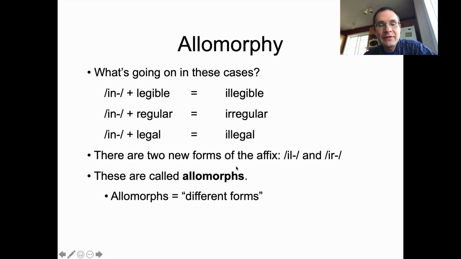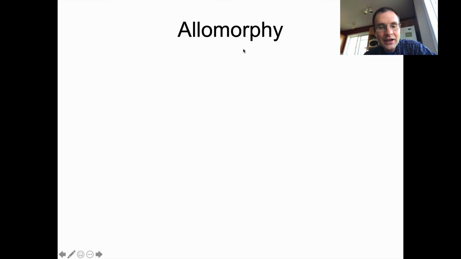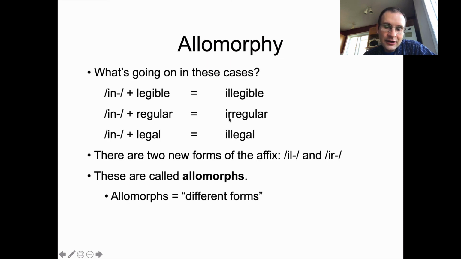So first of all, these two new forms are called allomorphs, which basically means different forms. This again is derived from ancient Greek, where morph means form and allo means different. We'll see this sort of construction again. Now we have three different forms of this prefix: in, ill, and ir. The ir is only going to attach to roots that begin in r, and the ill is only going to attach to roots that begin in l. So just keep that in mind.